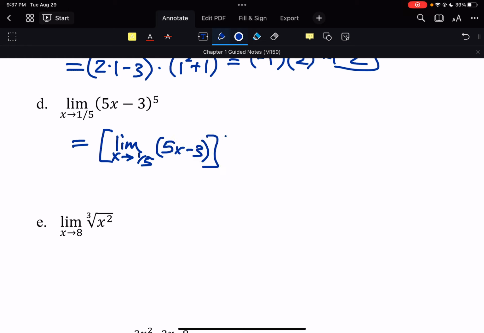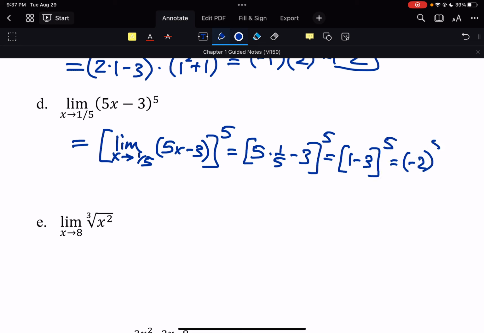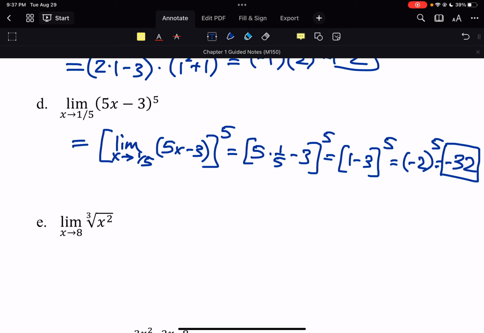5x minus 3, and then raise that whole thing to the fifth. So it allows us to take the limit of this more manageable piece first and then raise that result to the fifth power. So we get 5 times 1/5 minus 3 to the fifth. So that's 1 minus 3 to the fifth. So negative 2 to the fifth, which is negative 32. So as x approaches 1/5, the output of the function is approaching negative 32.